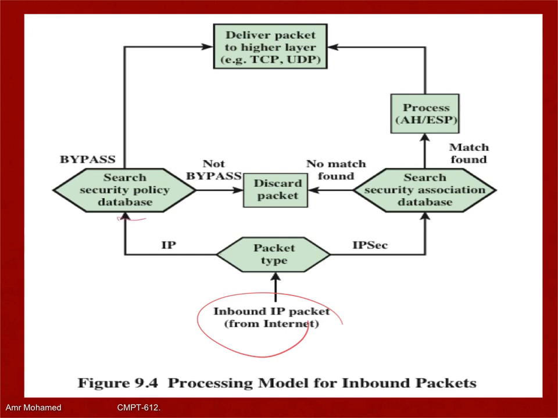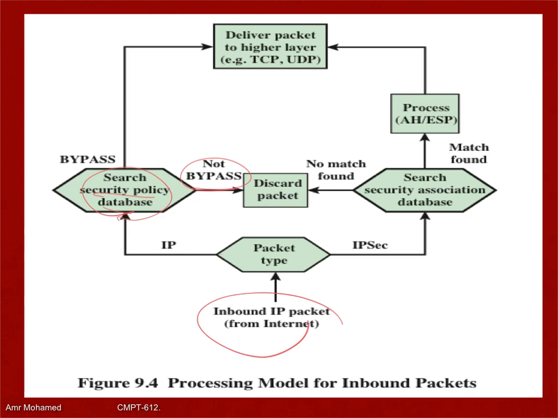So we have to go to the security policy database and make sure that this traffic should in fact be bypassed, to avoid any kind of attack in the middle of the tunnel. If the policy is bypassed, then we send it up. That's why I say there has to be synchronization between the security policy database at the beginning and the end of the tunnel. If it's not bypassed, then we discard. We don't forward it.